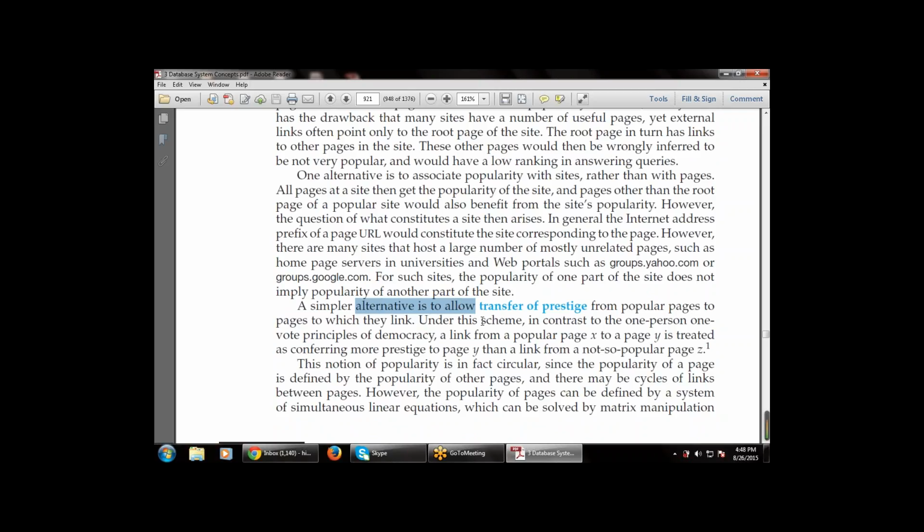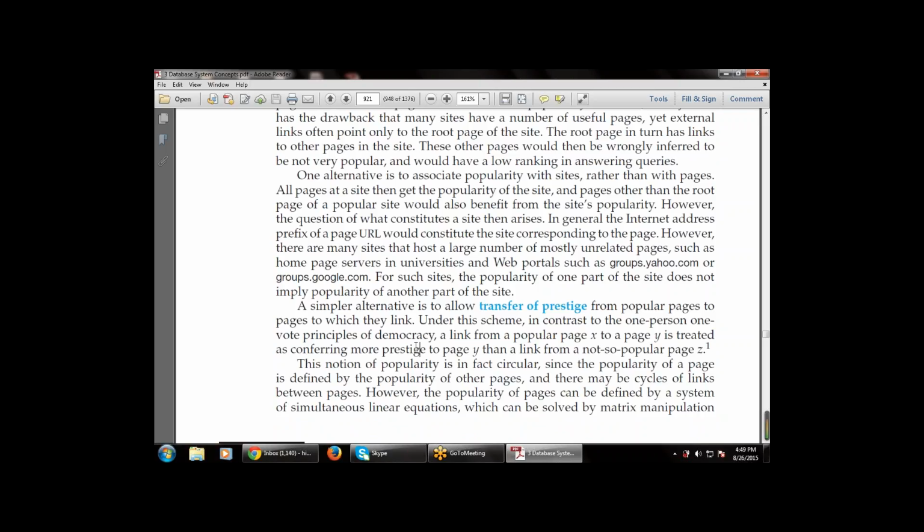A simple alternative is to allow transfer of prestige from popular pages to the pages to which they link. Under this scheme, a link from one page to another page y is like a vote, as in a democracy, and a link from a popular page confers more prestige to y than a link from a not so popular page.